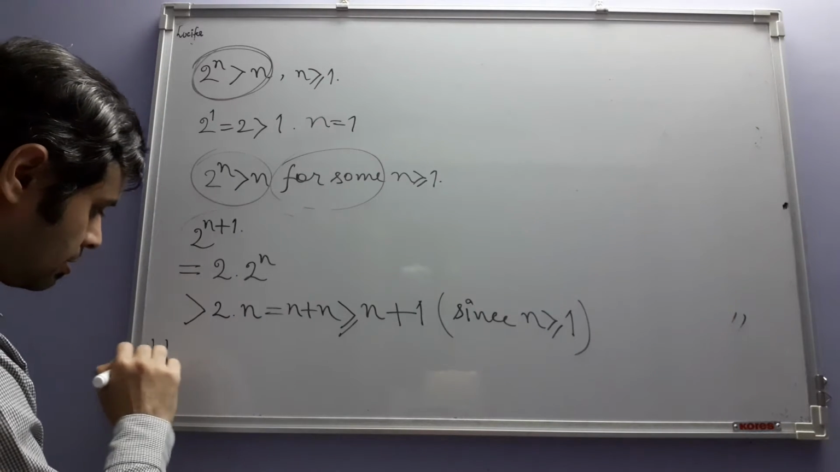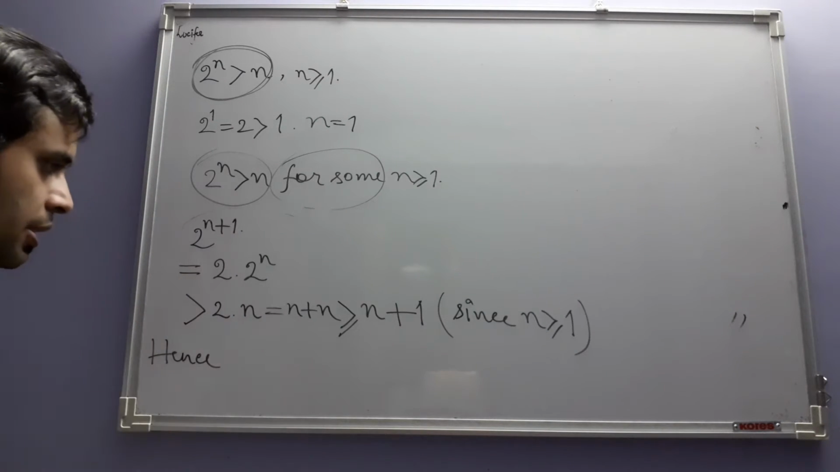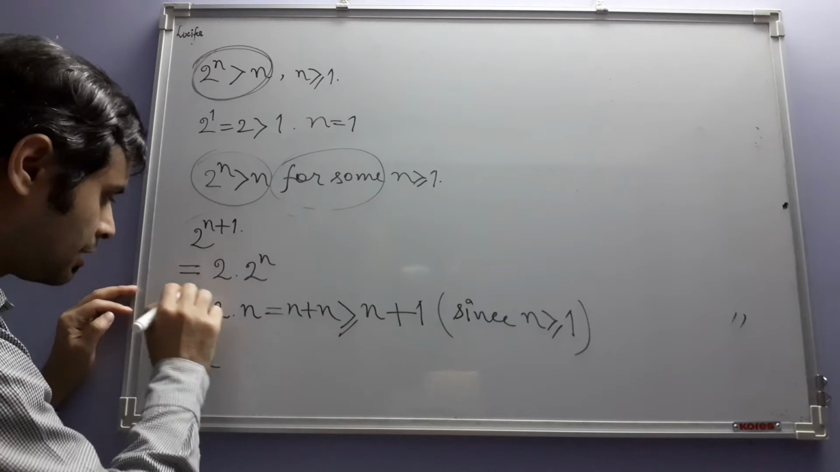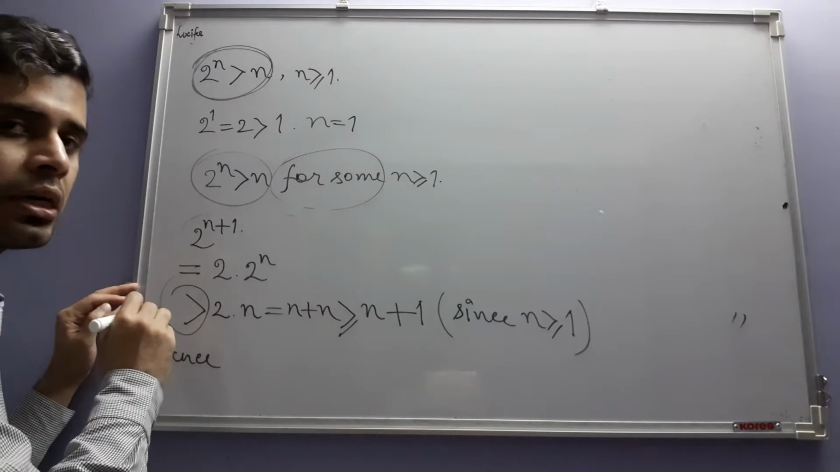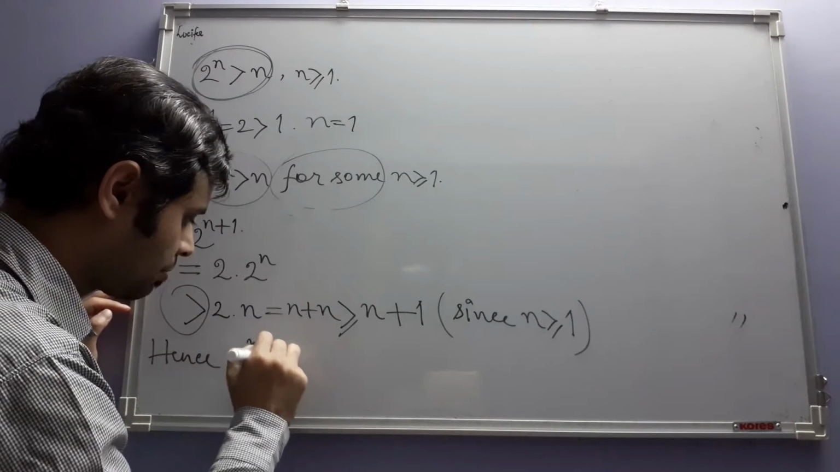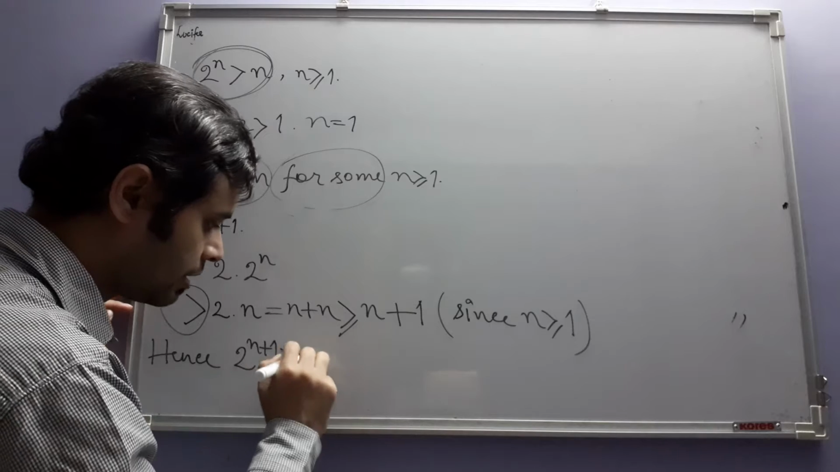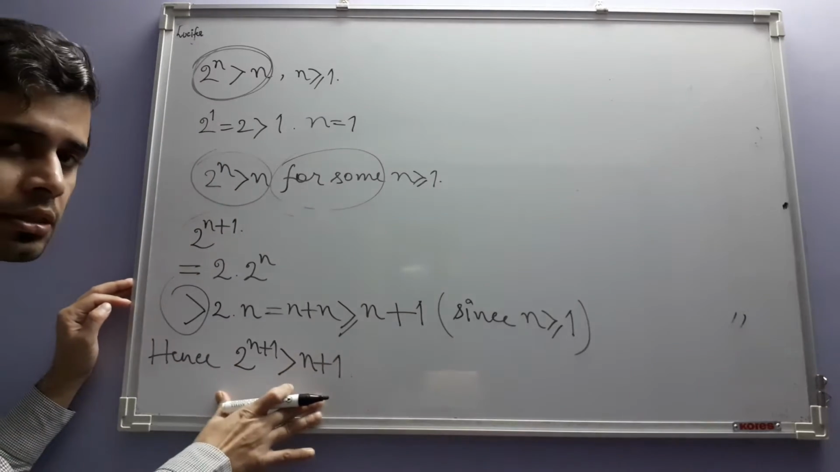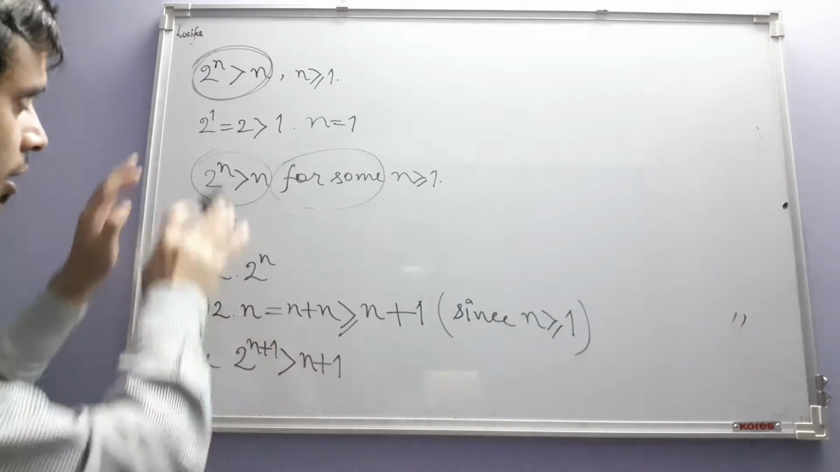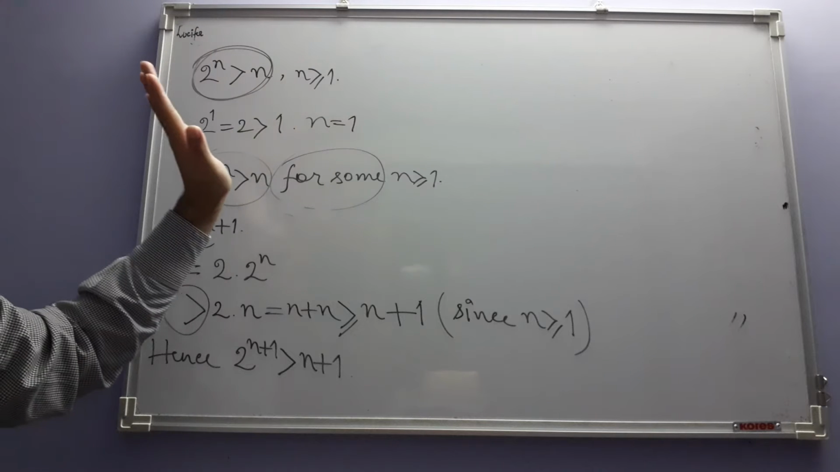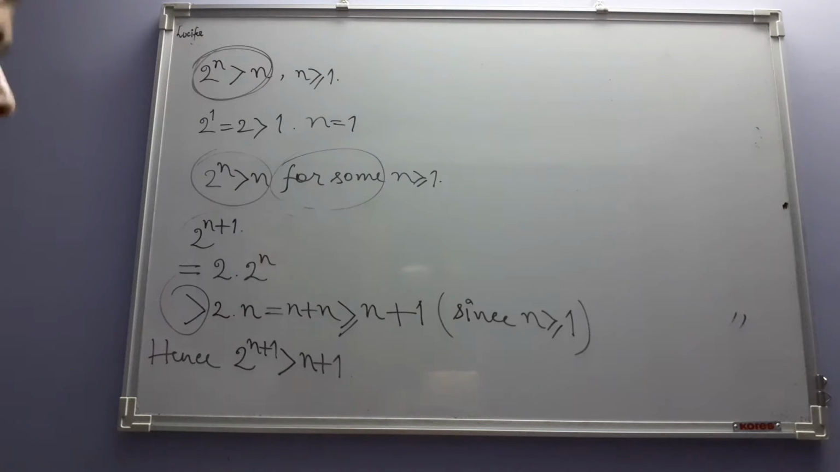Okay, so hence, you see, in a chain of inequalities, once you get strict inequality, that one persists, that one stays. 2 to the power n plus 1 is strictly greater than n plus 1. This is what we have to show, and this is our induction step, and we have proved the statement using induction. This is now true for all n. Okay.